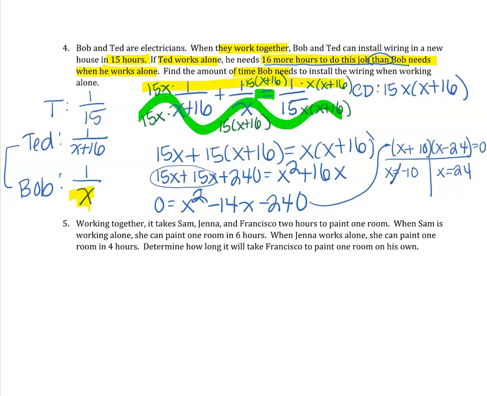Could Bob take 24 hours? It's a long time, but that's how long Bob takes. So it says find the amount of time Bob needs. Bob needs 24 hours. Now, in theory, I could ask how long it takes Ted. Well, Ted is just 24 plus 16, so actually, Ted's worse, right? So Ted would technically take 40 hours. Not that I asked for it, but I could.